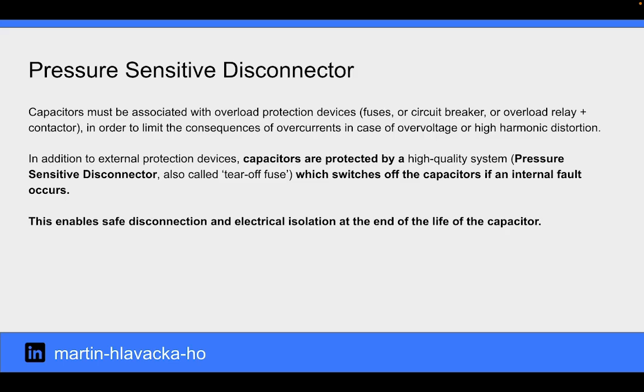Capacitors must be associated with overall protection devices to limit the consequences of overcurrents. In addition to external protection devices, the capacitors are protected by a pressure-sensitive disconnector which shuts down the capacitors if an internal fault occurs. This allows for safe disconnection and electrical isolation at the end of the capacitor's life.